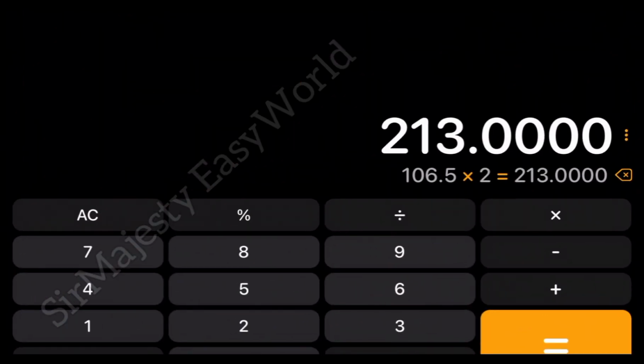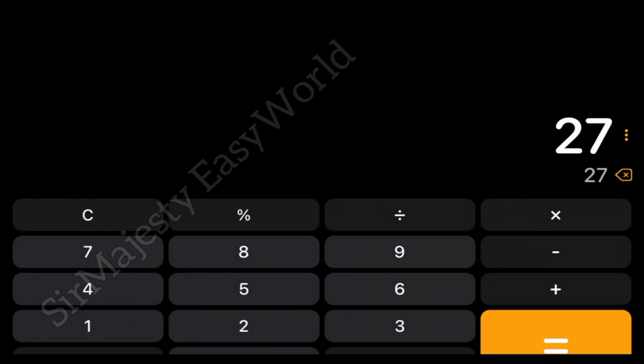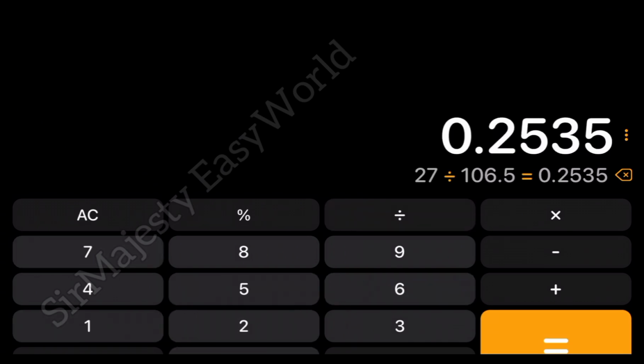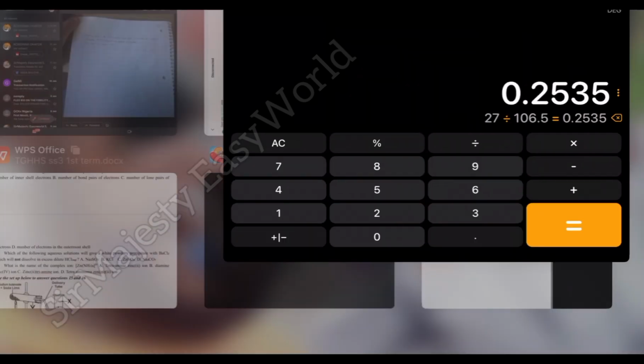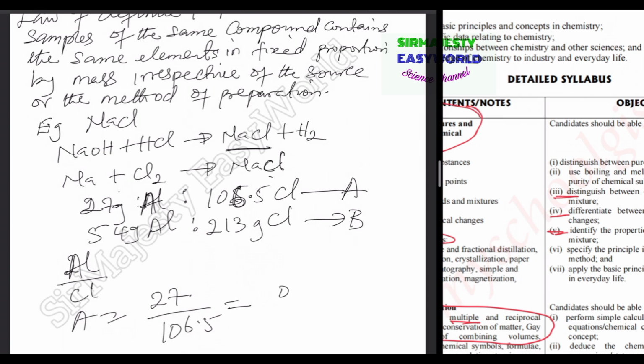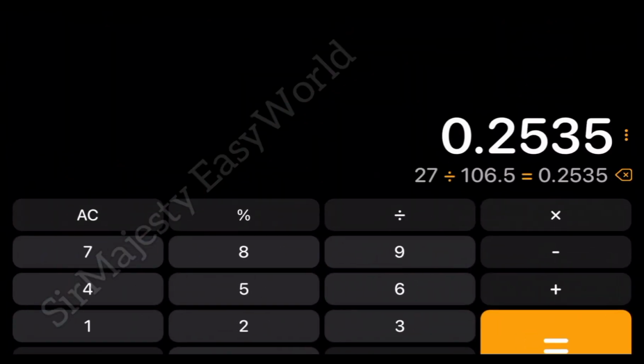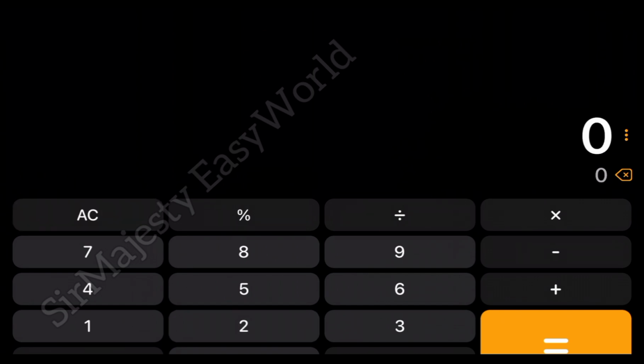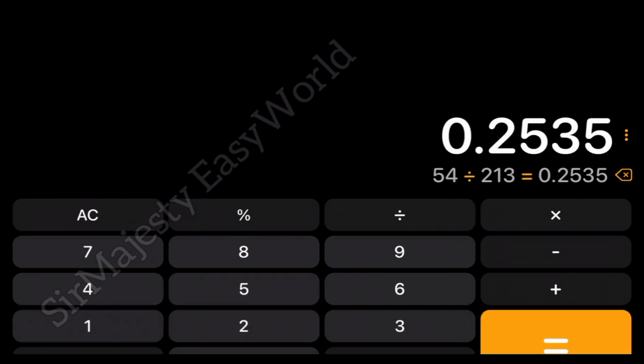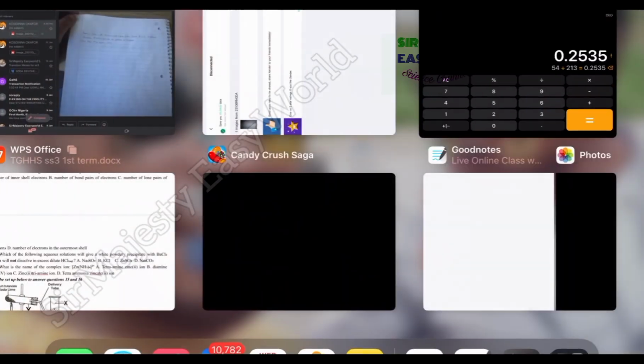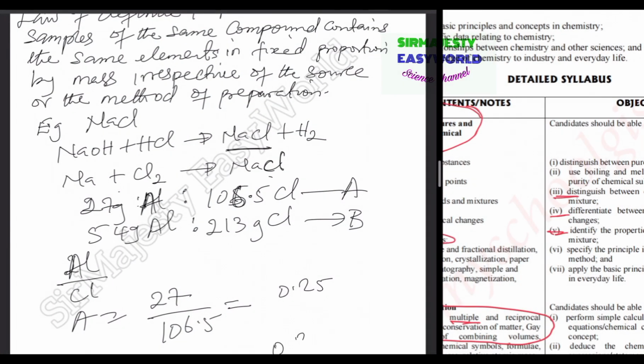So let's see, 27 divided by 106.5 is 0.253, about 0.25. So here we have 0.25. Then 54 divided by 213 is still 0.25. You see, that's the law of definite proportion. So they are equal.